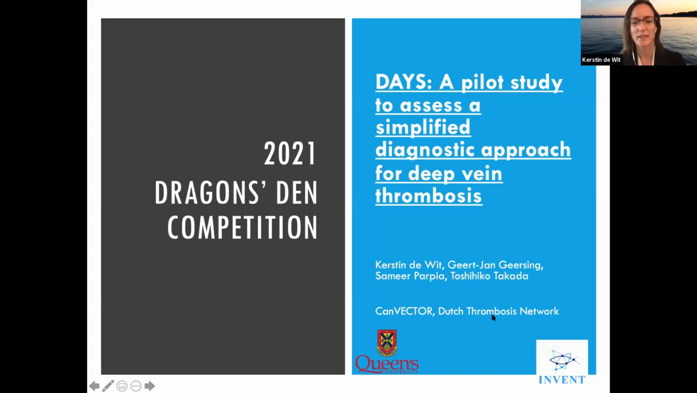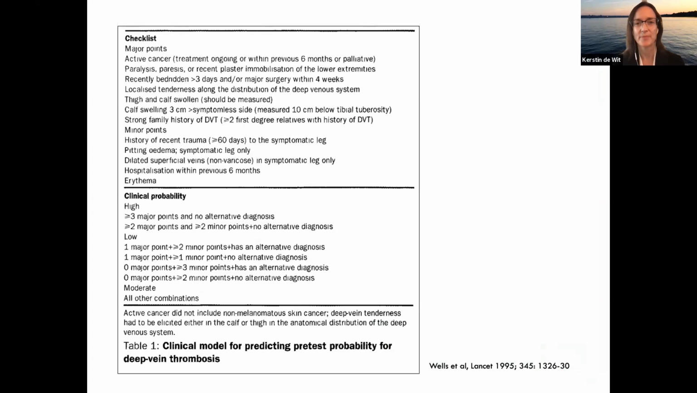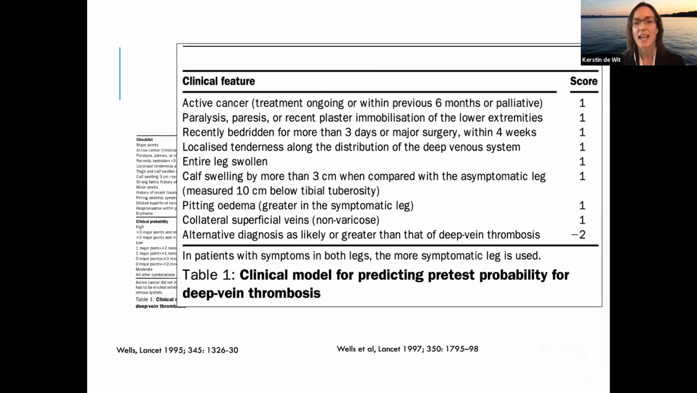Thank you so much for allowing me to present on the DAYS pilot study. This is a collaboration between CanVector and the Dutch Thrombosis Network. The Wells model for deep vein thrombosis diagnosis was first published in 1995. And 2 years later, a simplified version of this model was published. This is the same model that we use today.